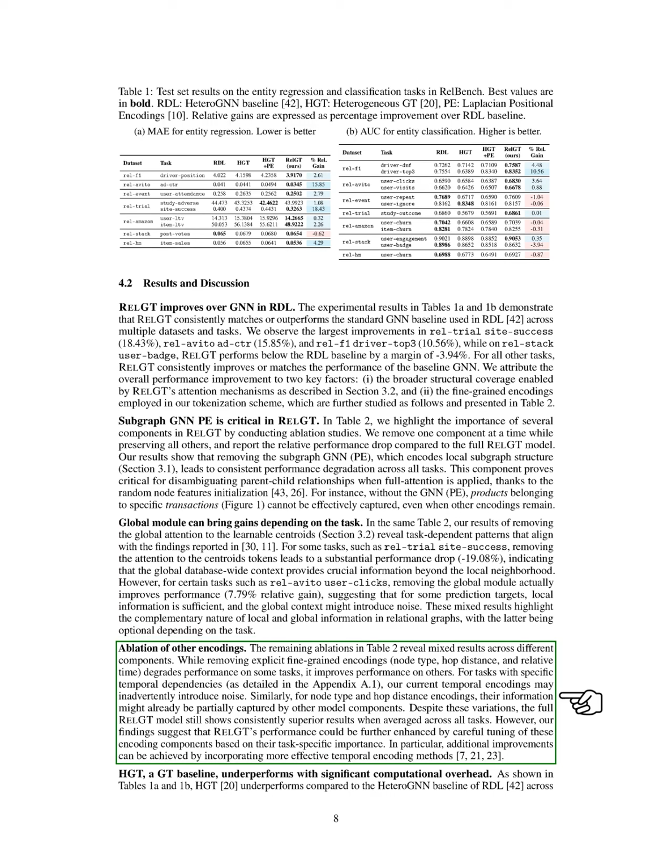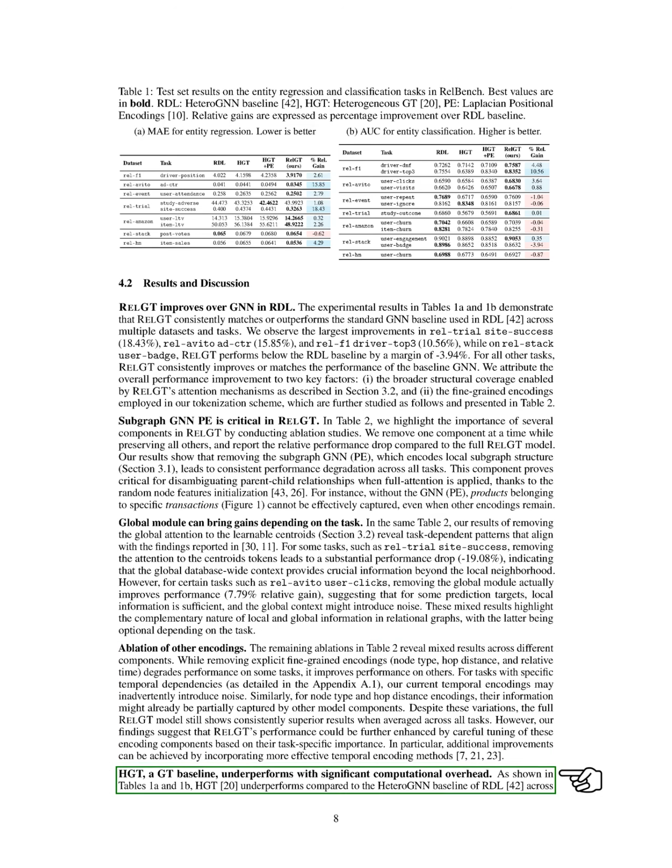Our ablation of other encodings shows mixed results. While eliminating certain fine-grained encodings can hurt performance on some tasks, it can improve it on others. This suggests that our current temporal encodings might introduce noise for tasks with specific temporal dependencies. Despite these variations, the full RELGT model consistently outperforms others when averaged across all tasks, indicating that further tuning of these components could enhance performance.